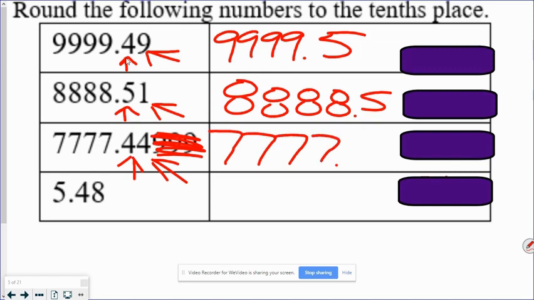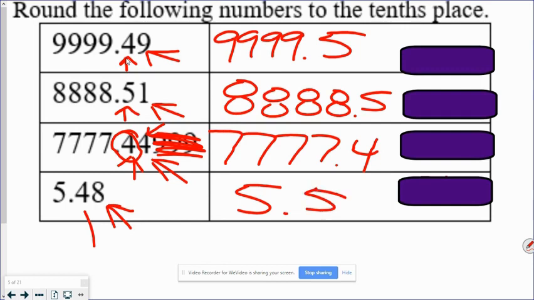So we got to round to the tenths place. That's this 4 right here. We look immediately behind that. It's a 4, so we round off, and we get a 4. Again, we want to go to the tenths place, so we look at the hundredths place. So 5 point, and the hundredths place is greater than a 5. It's a 5 or greater, so we round up, so that's 5.5.